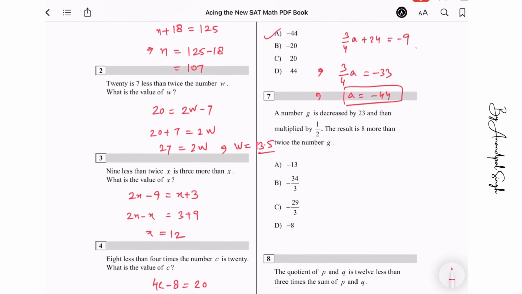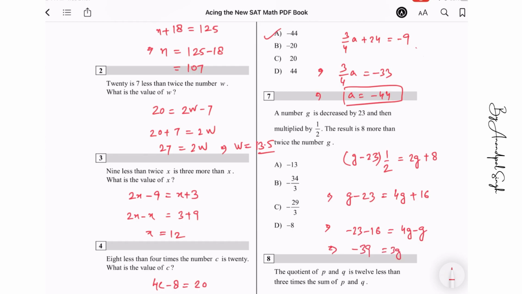A number g is decreased by 23 and then multiplied by half. The result is 8 more than twice the number g. 8 more means plus 8, twice the number g. Now multiplying by 2 on both sides, we get g minus 23 equals 4g plus 16. Then subtracting 16 from both sides, we get minus 23 minus 16, and subtracting g from both sides, we get minus 39 equals 3g. It simply means that g equals minus 13. Again, we have option number A.